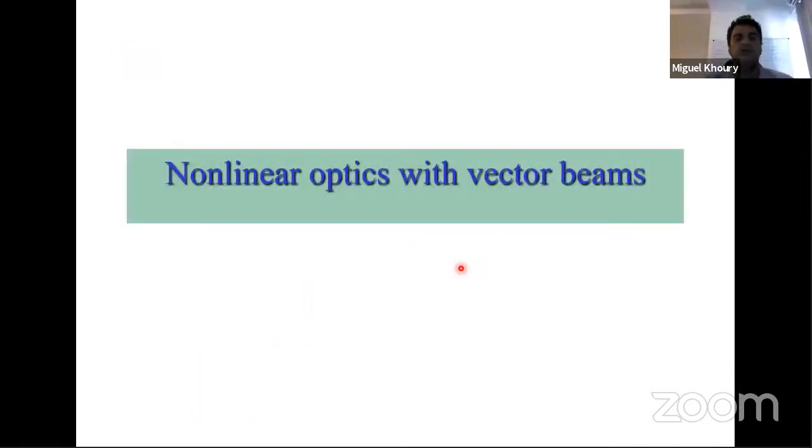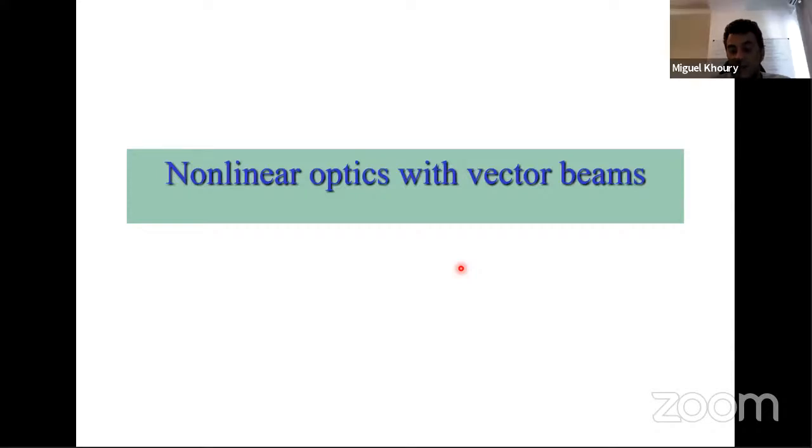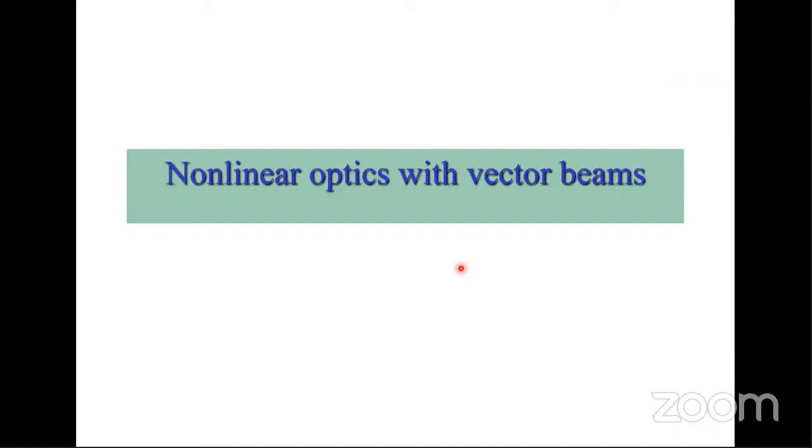Now let's turn to the main topic, which is nonlinear optics with vector beams. So all these non-separability issues, we have discussed this for a long time in our group. And then we started to become more interested on how to use it, especially in nonlinear optics. How can we use this structural non-separability in nonlinear optics, and especially to control nonlinear optical processes, okay? So this was the main motivation of the work that now follows here in the seminar.